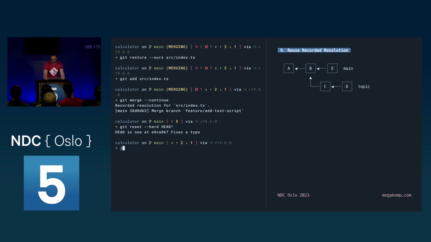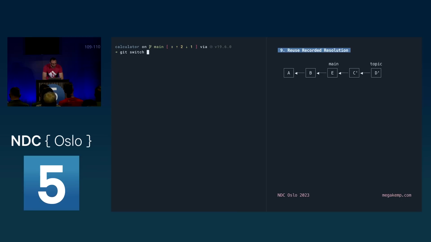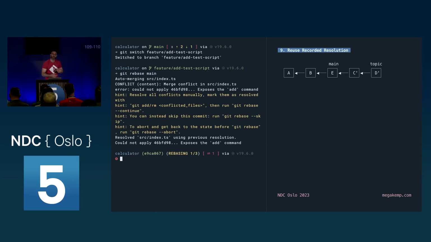And let's say that now we want, instead, to rebase so that we get a linear history. Now remember, a rebase is still a merge. It's just that every commit is being applied one at a time instead of merging two commits. So if we switch back to our feature branch and we do a rebase to main, we're going to get the same conflict again. However, this time we get, hey, it was resolved using a previous resolution.